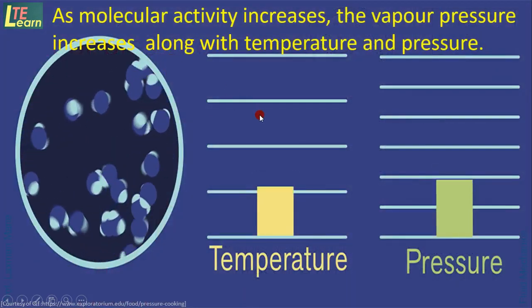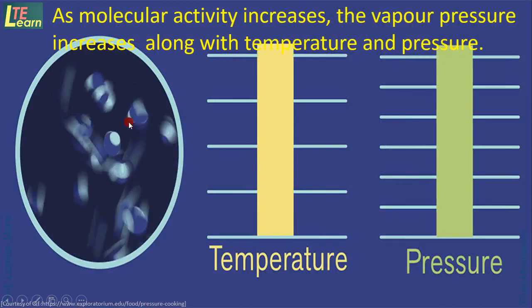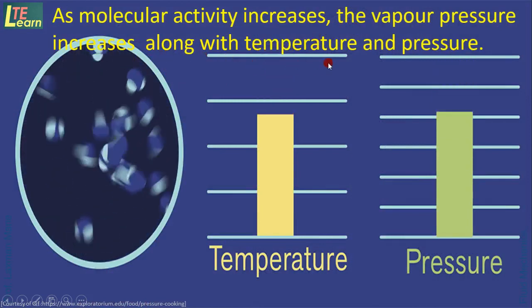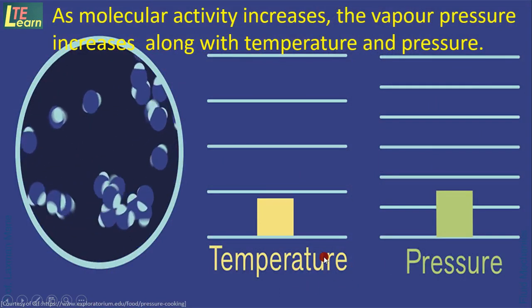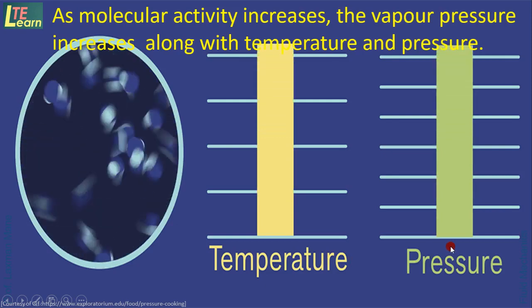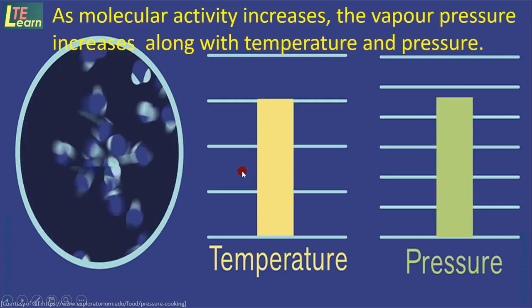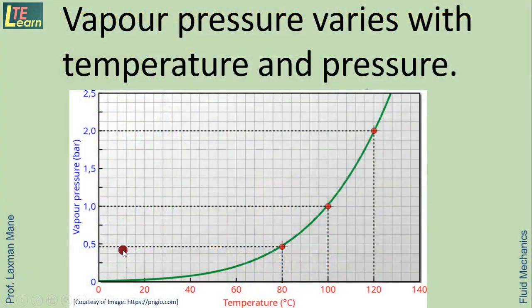Now, as molecular activity increases, the vapor pressure increases along with temperature. So here we see that temperature and pressure are both increasing when the vapor pressure increases. It can be made clear by this graph. In this graph, on the horizontal axis temperature is shown and on the vertical axis pressure is shown. So as the vapor pressure increases, temperature increases, or vice versa. Now this temperature is a saturation temperature.